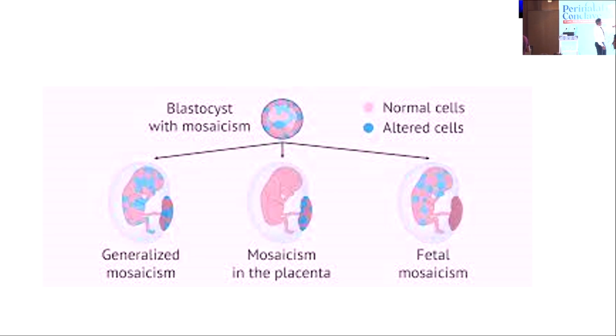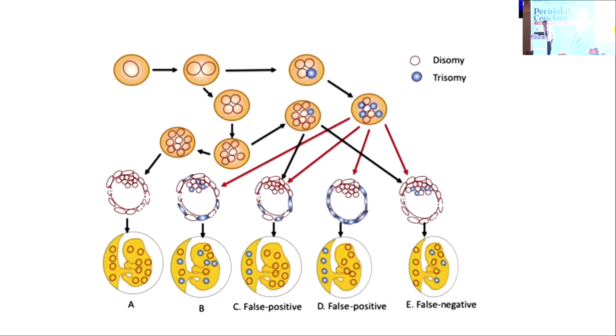So probably we need to understand that there could be some mosaicism across. The mosaicism can be generalized, we can have it in the placenta, and we can have a generalized one, and then we can have a fetal mosaicism. Right. So probably we are going to start from this background.